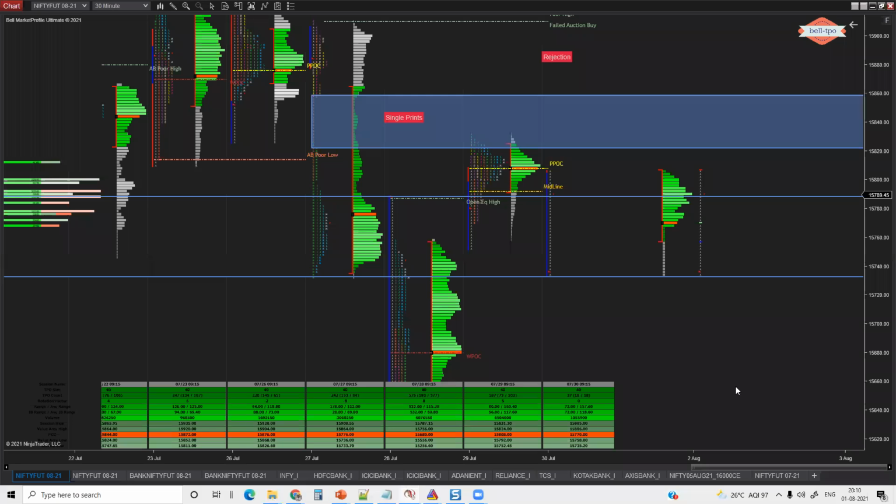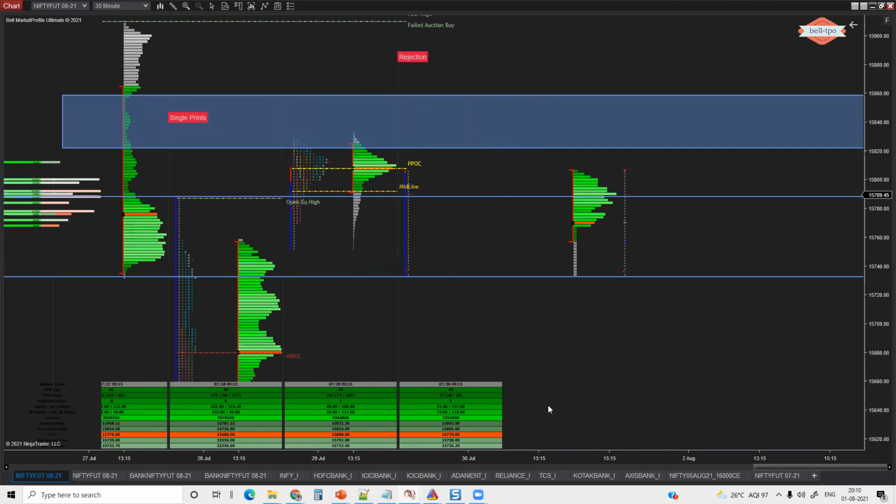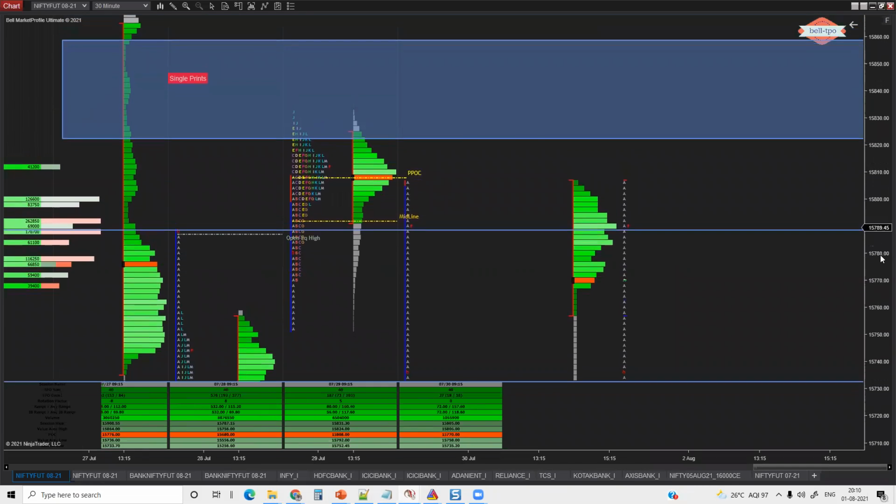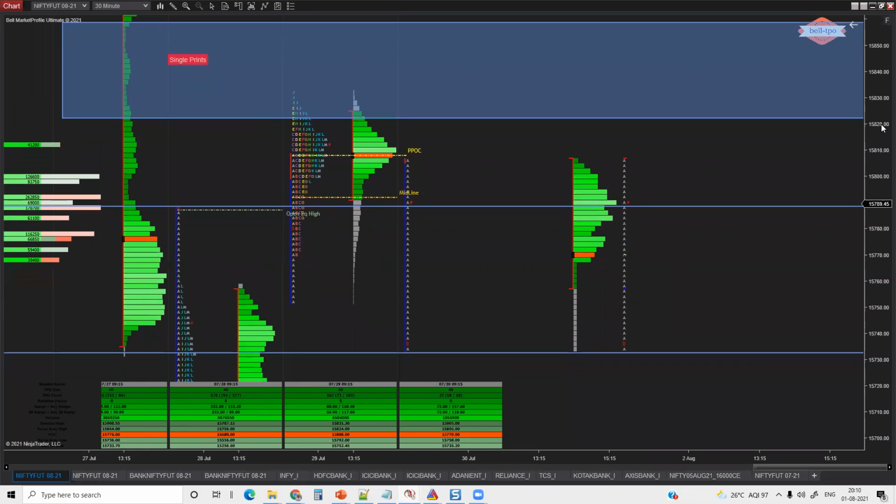So let me go on to last Friday's activity. That is 30th July, 2 days back activity. If you could see what happened, let me zoom in a lot. Price opens down. It's kind of a gap down only. Price opens with a big gap down.